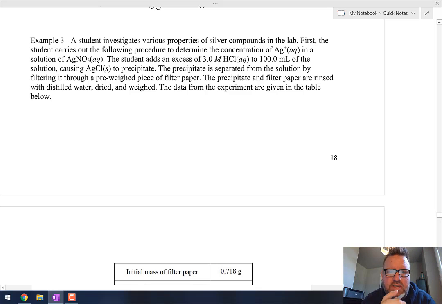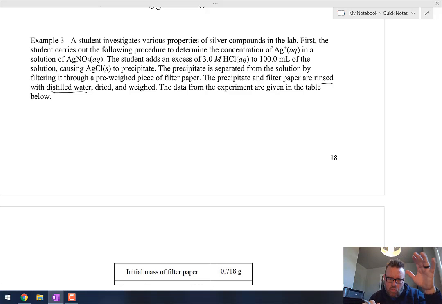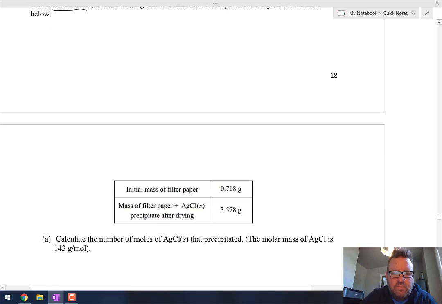The precipitate is separated from the solution by filtering it through a pre-weighed piece of filter paper, similar to the previous problem. The precipitate and filter paper are rinsed with distilled water. And again, why do they rinse it with distilled water? Just to make sure there's none of that other product hanging around in there. You rinse it off with some distilled water, let it drain, and then dry it and dry it multiple times to make sure all that water is gone.